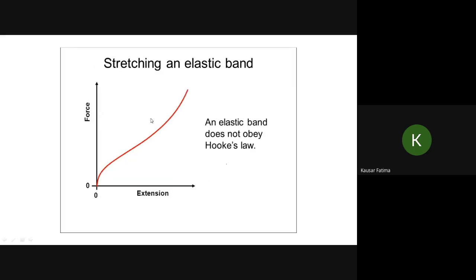Here, this is the diagram of an object which does not obey Hooke's law. This is rubber. An elastic band does not obey Hooke's law, meaning the graph will not be a straight line. So load is not proportional to extension. It will stretch and it will come back to its original length when you remove all the forces. All the masses are removed, the rubber band will come back to its initial length, but the load and extension graph will never be a straight line for an elastic band or a rubber band.